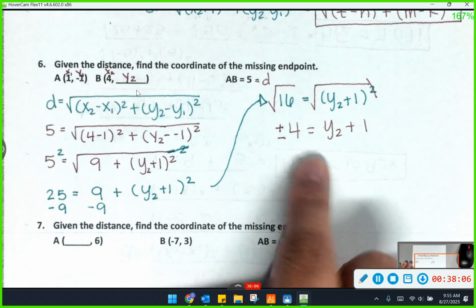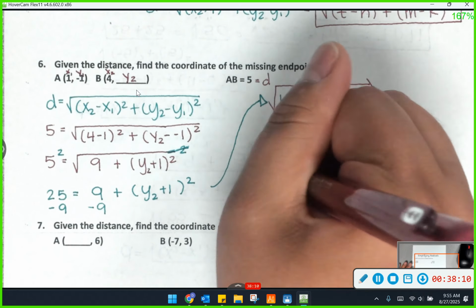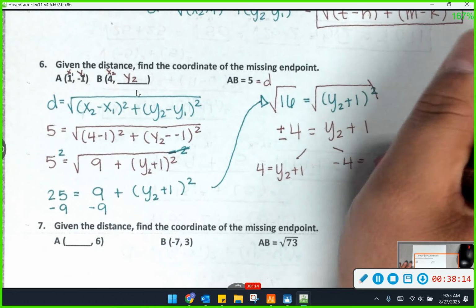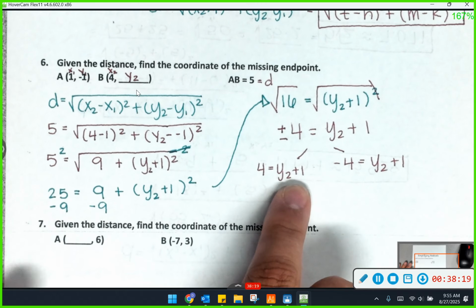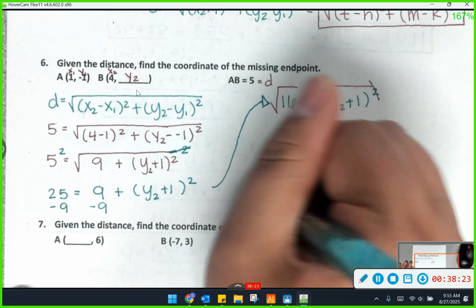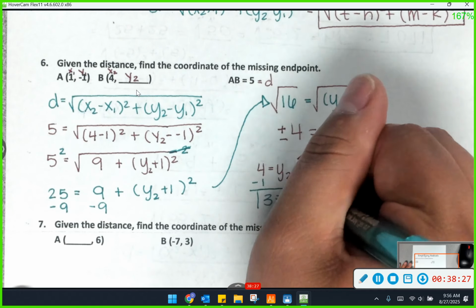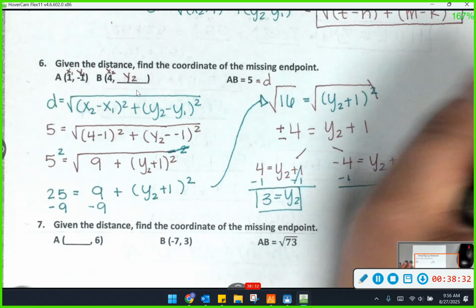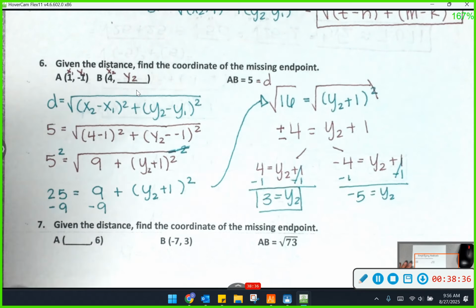So from right here, I am now going to separate this. Positive 4 equals y2 plus 1, and then negative 4 equals y2 plus 1. How do I get y2 by itself? Minus 1. What is 4 minus 1? 3. So 3 was correct, which is what Joey was saying. But also, what else works? Negative 5. Why does negative 5 also work?